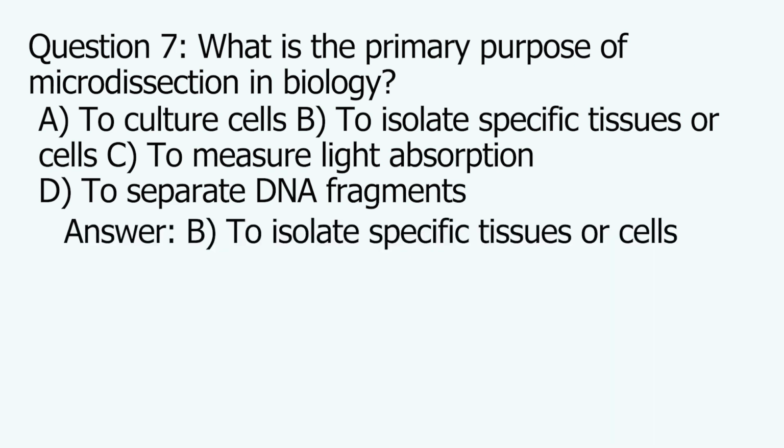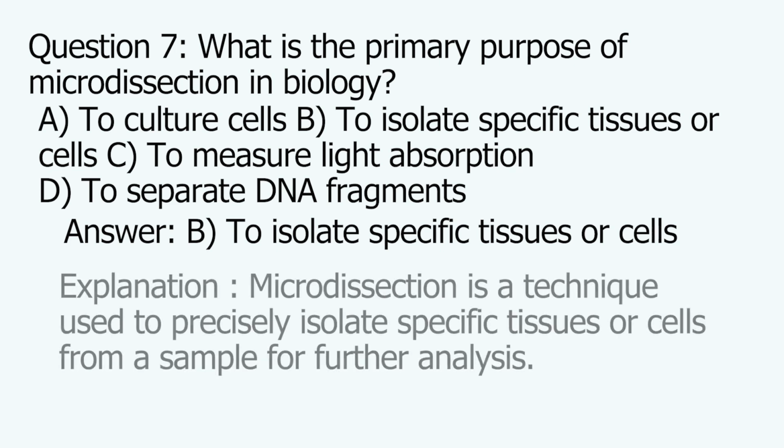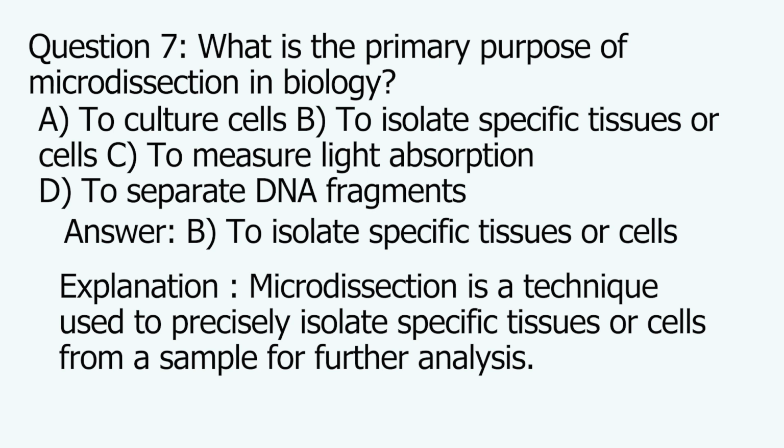B. To isolate specific tissues or cells. Explanation. Microdissection is a technique used to precisely isolate specific tissues or cells from a sample for further analysis.